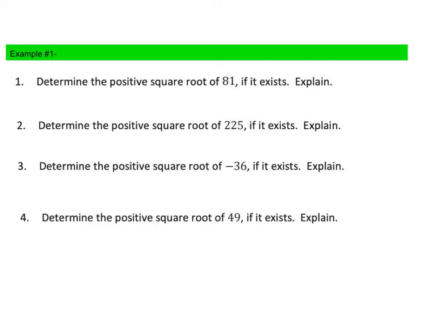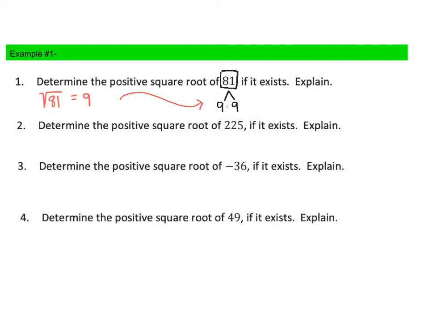So if I think about 81, and I think about two numbers that make this up, what times what equals 81? Well, I know that 9 times 9 equals 81. So the square root of 81 is 9. And to explain this, I would just show my work, which is right here. 9 times 9 equals 81. 9 squared equals 81. All right?